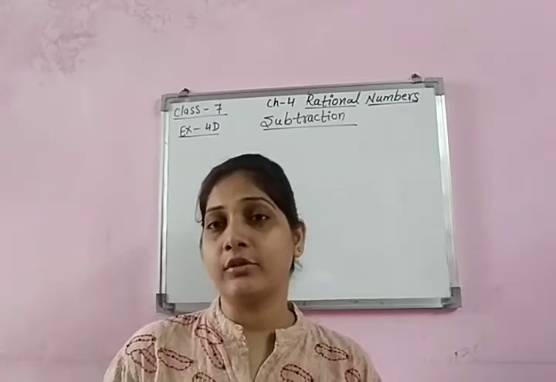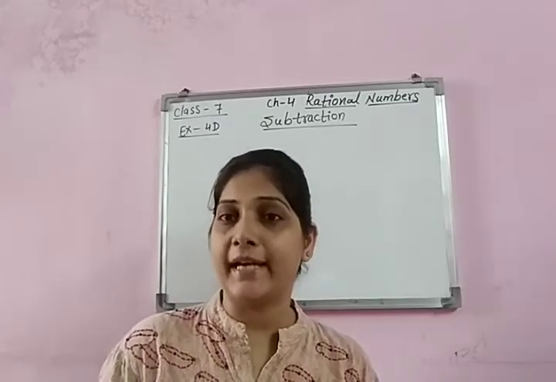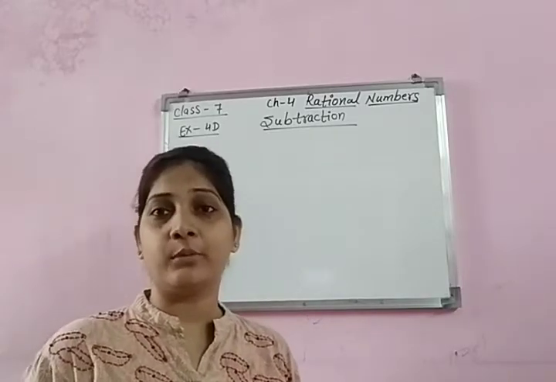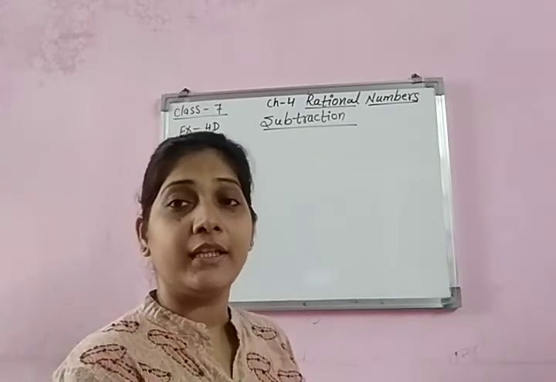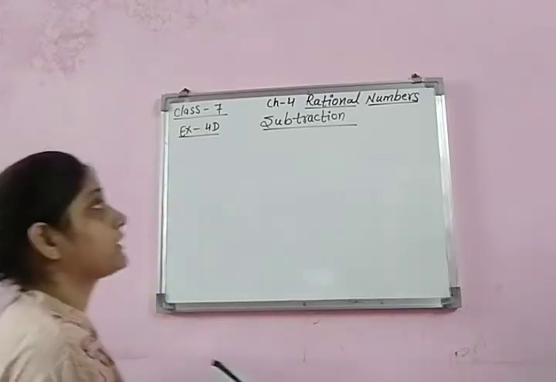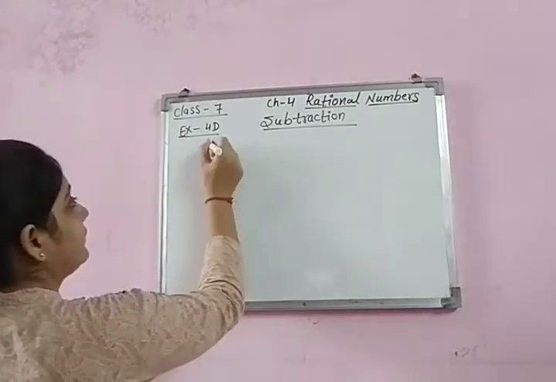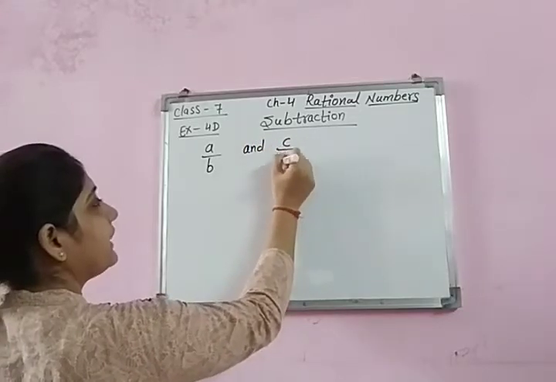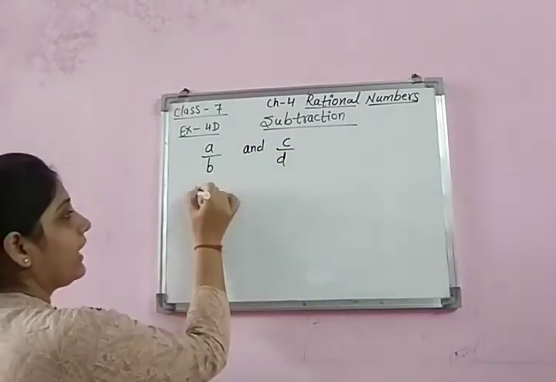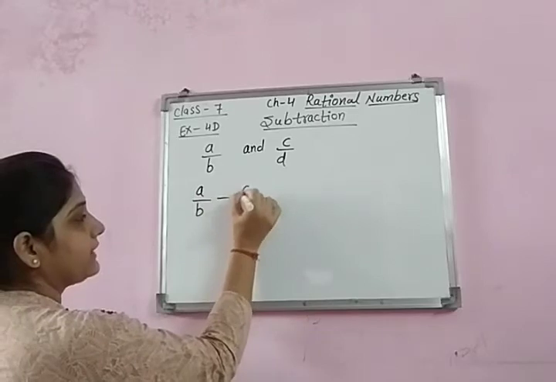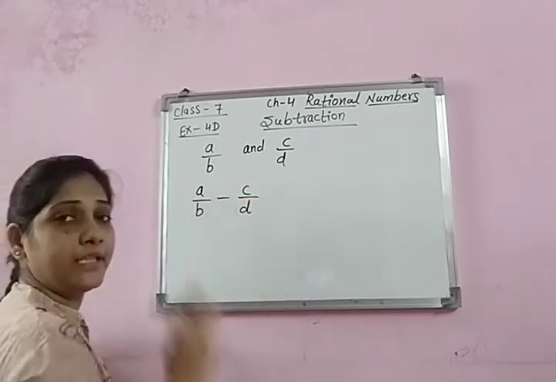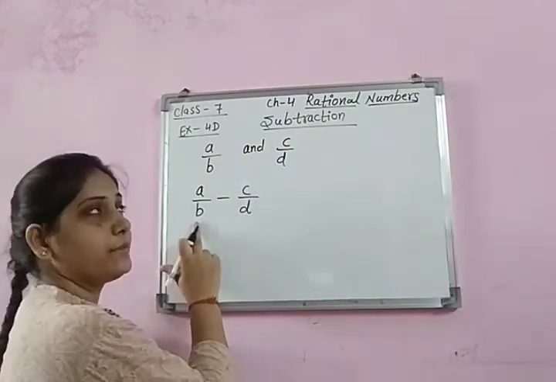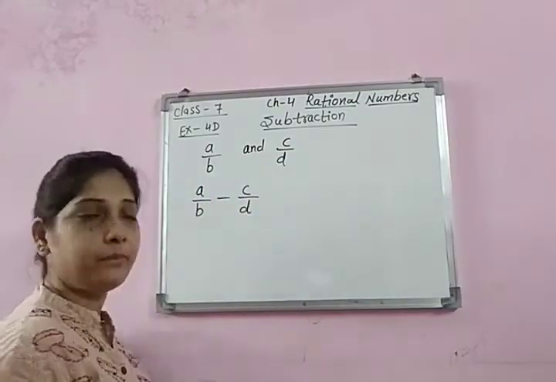But before that I want to discuss the topic additive inverse. You have already learned additive inverse in chapter number 1, integers. Now we are learning how to subtract for rational numbers. Suppose I have two rational numbers, a upon b and c upon d, and I want to subtract these. If "from" is given here, then I have to write c upon d first and then a upon b.